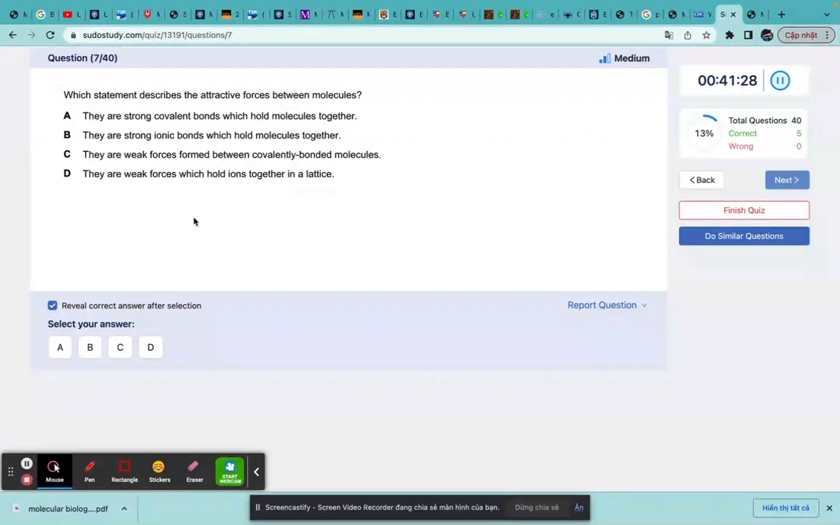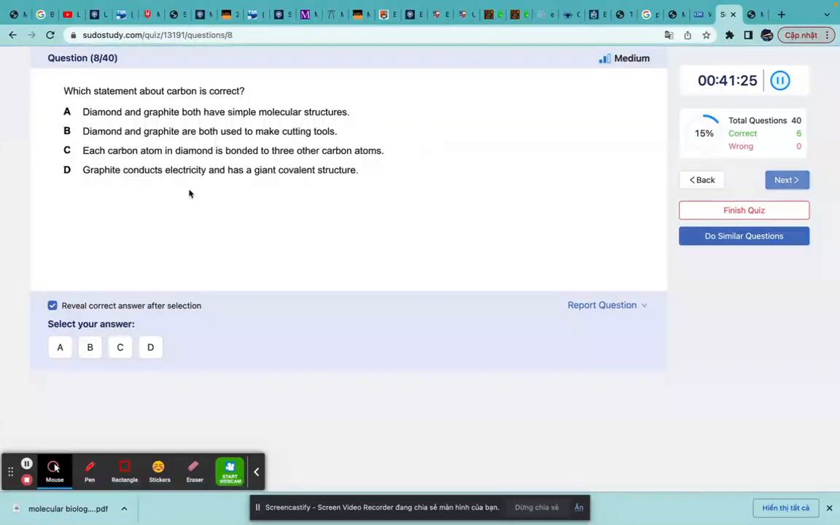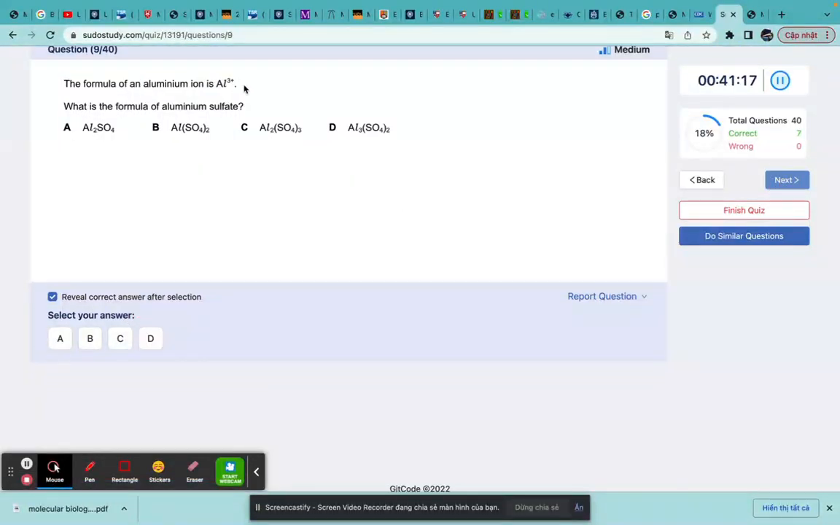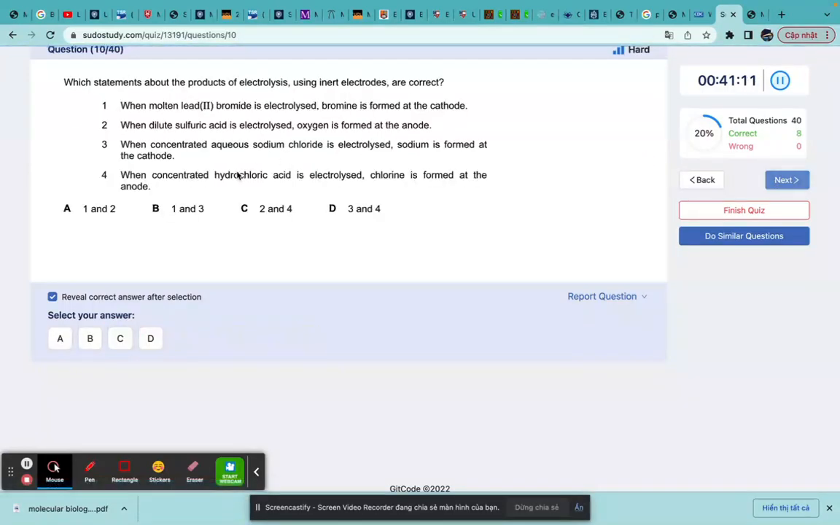Attractive force between molecules, a weak force, is formed by covalently bonded molecules. Carbon as graphite conducts electricity and has a covalent structure. Three plus, we just need to balance it, which is C, as you can see. Number 1 is wrong because bromide is at the anode.